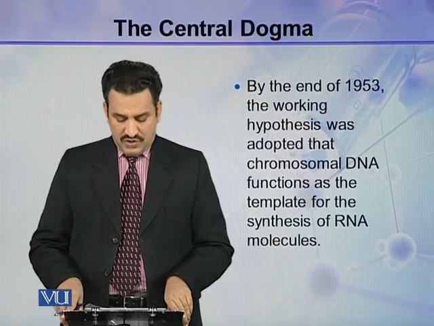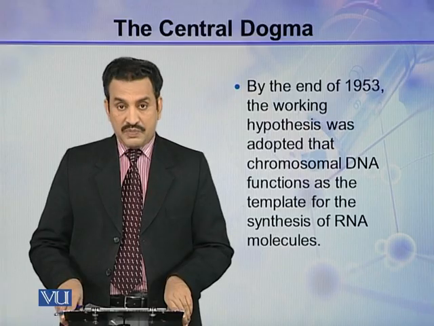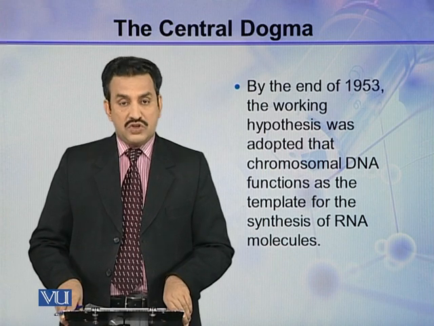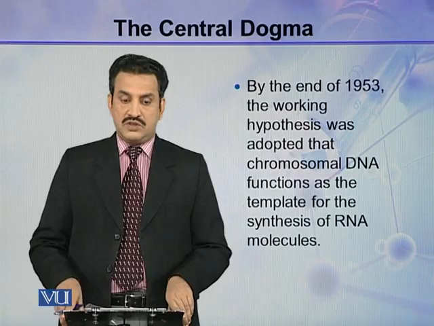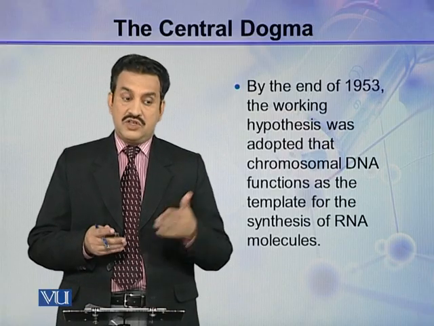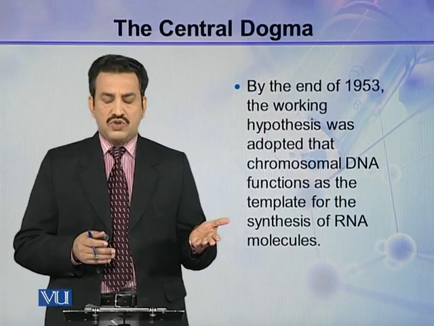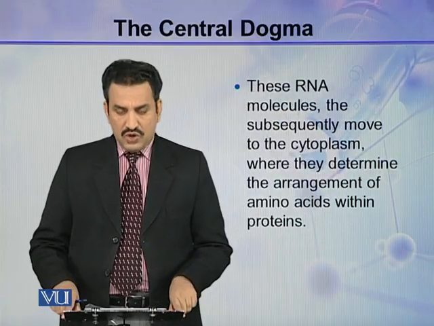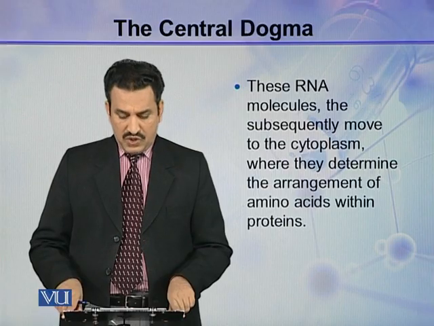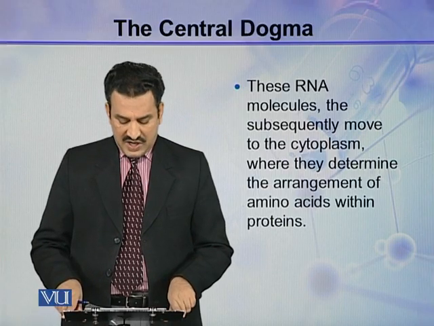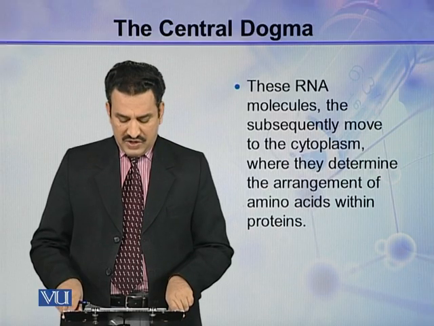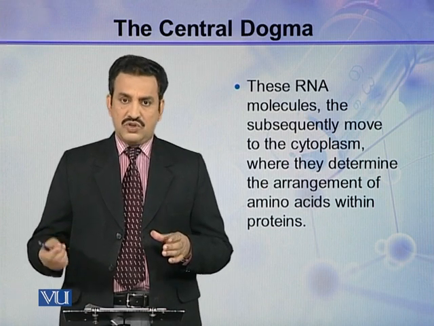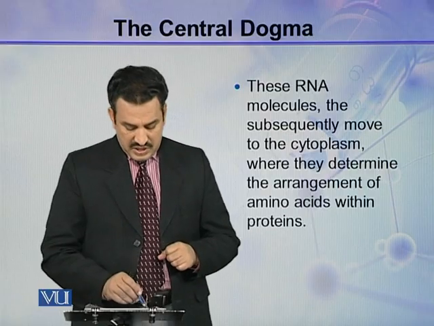By the end of 1953, the working hypothesis was adopted that the chromosomal DNA functions as the template for the synthesis of RNA molecules in the cells. So if RNA is present in the cell, the DNA in the nucleus, or the chromosomal DNA, will act as the template for the synthesis of these RNA molecules. These RNA molecules are subsequently moved to the cytoplasm, where they determine the arrangement of amino acids within the protein. So after synthesis, these RNA molecules come to the cytoplasm, where synthesis of protein takes place.